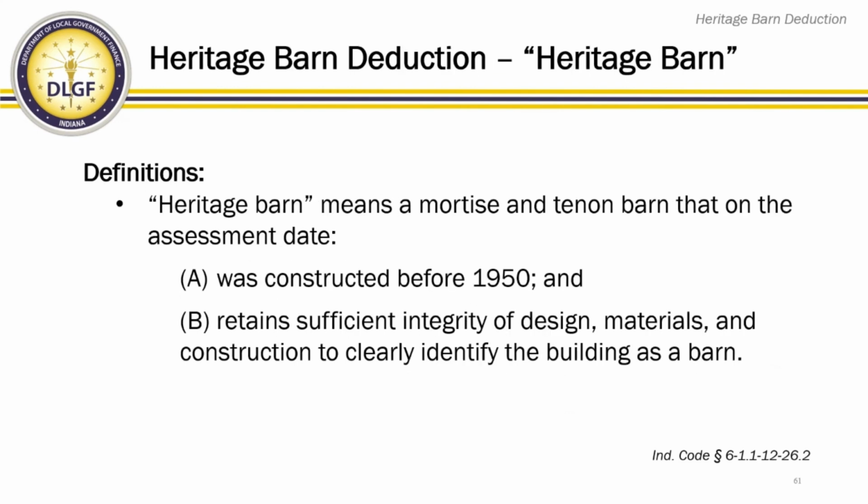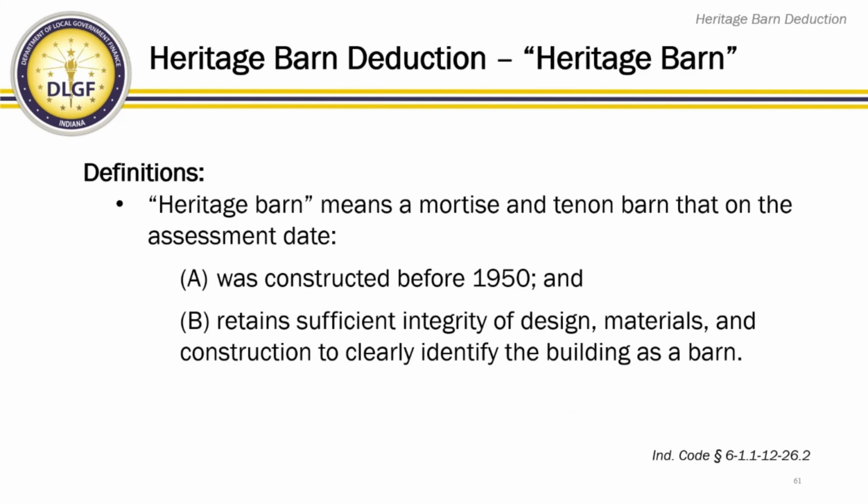So with the definition of a barn, the next question is, what is a heritage barn? The law defines a heritage barn as a mortise and tenon barn. The next slide will define what mortise and tenon means here. That on the assessment date was constructed before 1950 and retains sufficient integrity of design, materials, and construction to clearly identify the building as a barn. And these are two key considerations. First, is the building a barn? And then second, was it constructed before 1950, and does it retain sufficient integrity of design, materials, and construction to clearly identify the building as a barn?